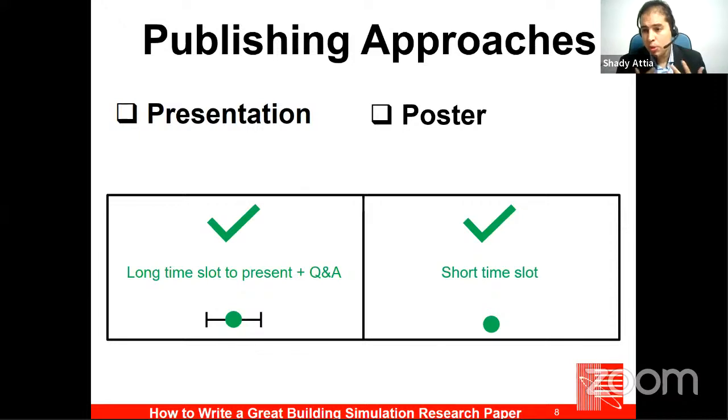So it's important to take this into account, because you will be asked while you are submitting your work, are you looking to present your work in a presentation format or a poster?